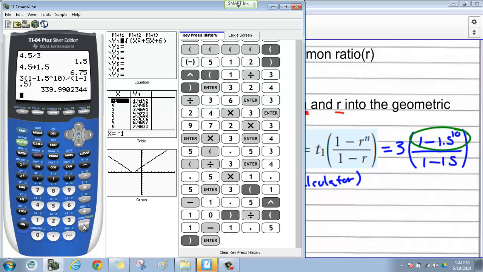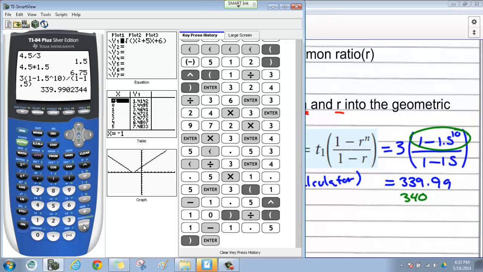Holy cow, there it is. Did I put that in right? 1 minus 1.5 to the 10th power, 1 minus 1.5. Oh, that's as good as it gets. That's great. So our final solution to this would be equal to 339.990234. Now, that's a little excessive. How about we just stop right there at the 0.99? That looks pretty good. 339.99. You could even make that 340. That seems like a good number.